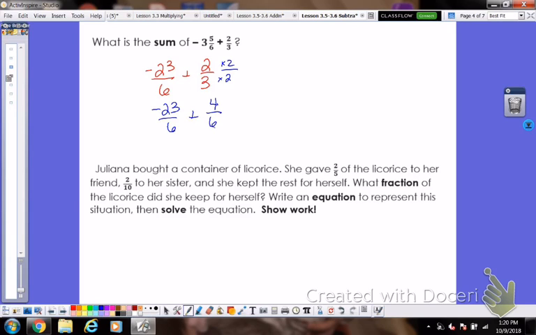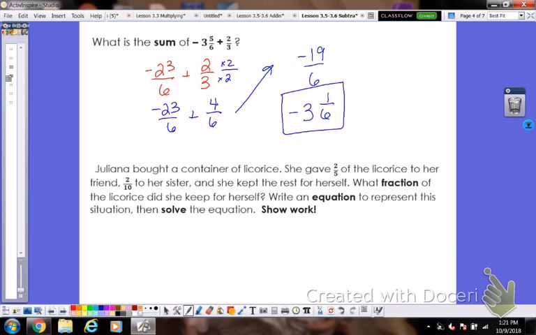I have 23 negatives, I have 4 positives. That leaves me with -19 over 6. And we know we don't want to leave that as an improper fraction, so 6 goes into 19 3 times, so -3, remainder of 1, so negative 3 1/6, that does not reduce any further, so our final answer, go ahead and box it or circle it, negative 3 1/6.